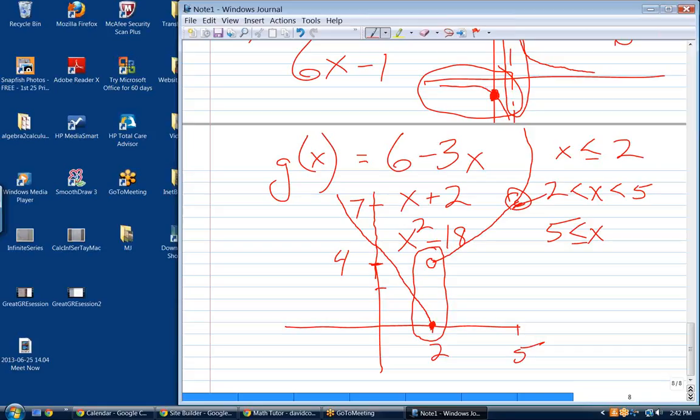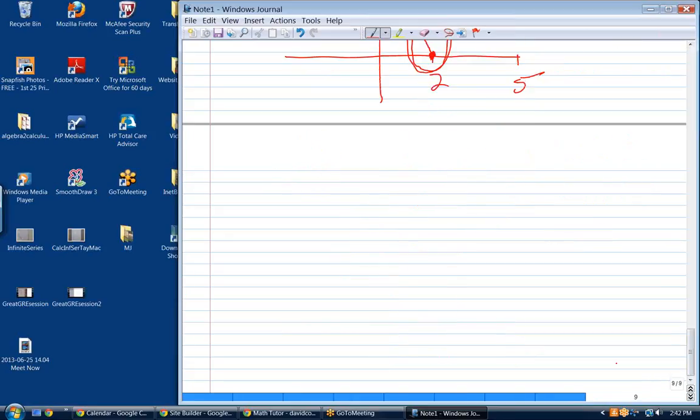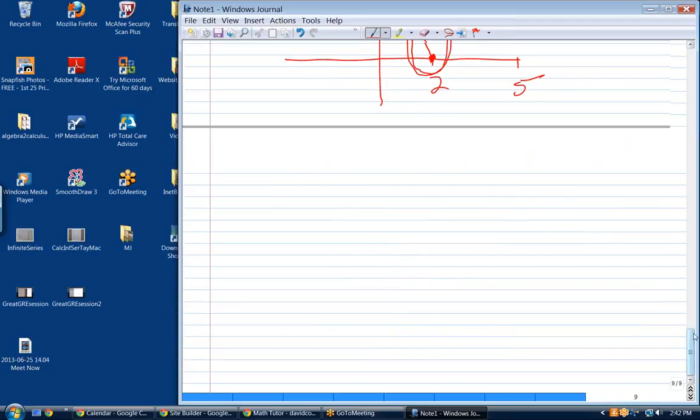So I don't have to pick up my pencil to finish drawing that third part of the function. The only place I have to is right here. So the only discontinuity is at x equals 2. Okay, that makes sense. With piecewise functions and discontinuities, if you graph them, then you can almost always figure it out.